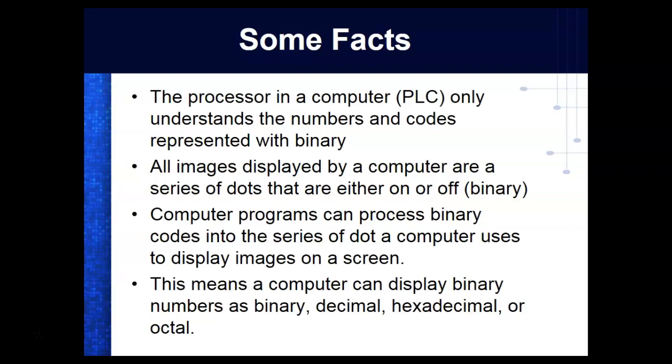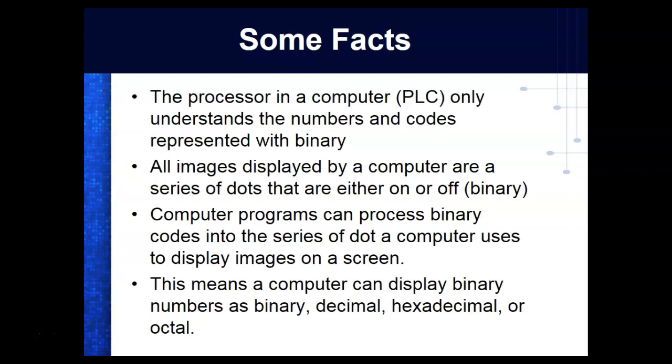Computer programs can process binary code in a series of dots that a computer uses to display images on screen. This means a computer can display binary numbers as binary, decimal, hexadecimal, or octal. All your computer is doing is sending a dot pattern to your screen. This computer has no idea what a Y is. All it knows is it was told to display a character, and it turned on dots to display this character right here. All it knows is ones and zeros, and then we have a method of representing characters with codes. When it sees this code come in for a character, it pulls out of the read-only memories on your video card the dot pattern to send to the screen to display these characters.